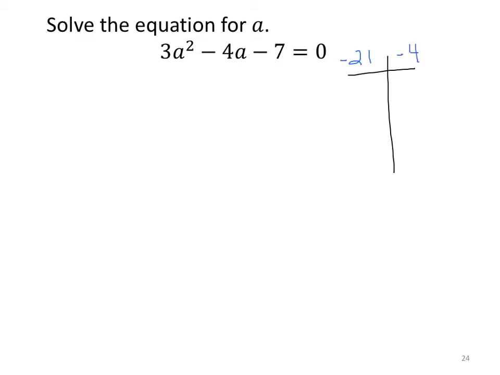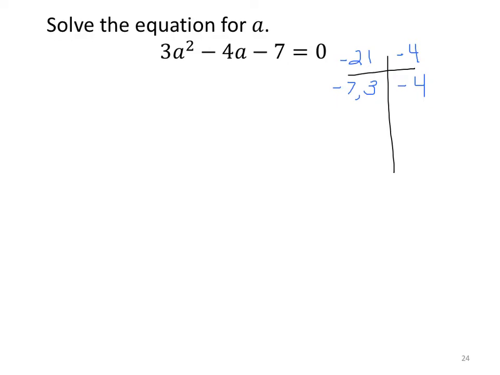So we need two numbers that multiply to give negative 21, that means a negative and a positive, and add to give negative 4, so that means the larger number is negative. Well, we know that 7 times 3 is 21, so let's try negative 7 and 3, and they do add to be negative 4, so we found it on the first try.